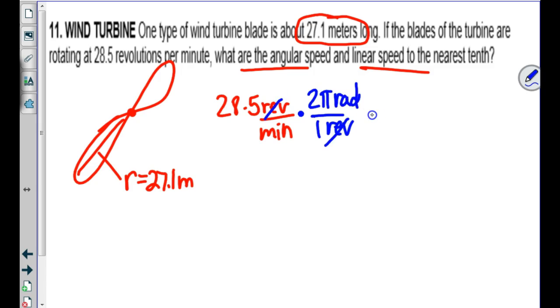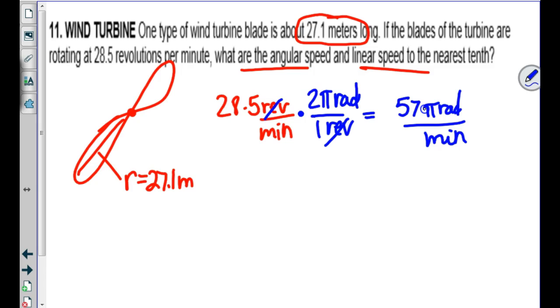Revolutions will cancel. 28.5, 57, maybe pi. If you double 28.5 to get 57, so we have radians per minute. Is that something we needed? What is radians per minute? What does it mean when you have radians per minute? It's a speed. It's a speed of what?